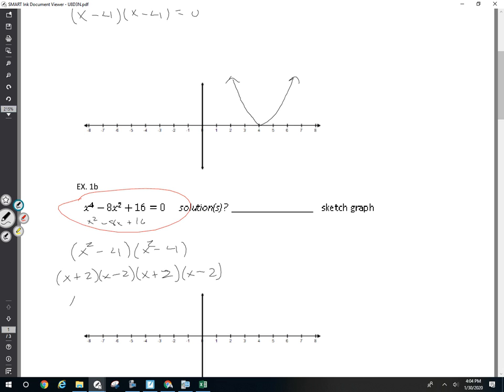Which means I have a solution of negative 2 with a multiplicity of 2 and 2 with a multiplicity of 2. So at negative 2 and at 2, I'm going to bounce.